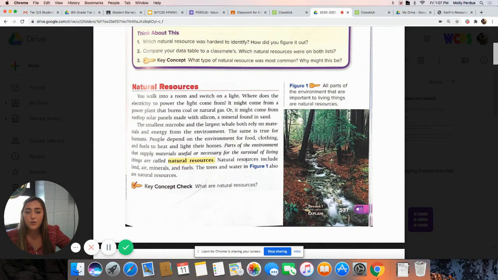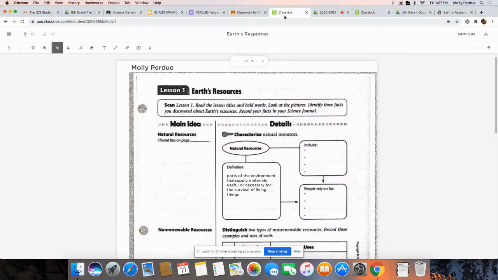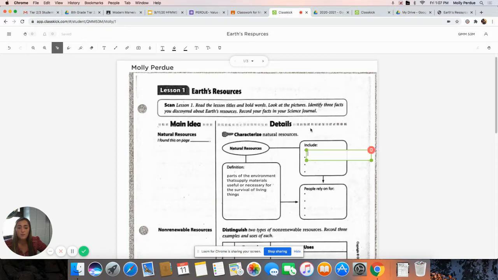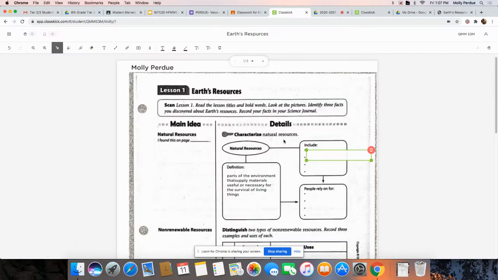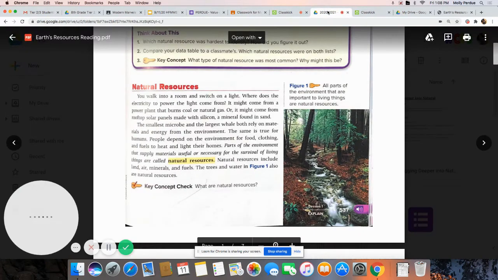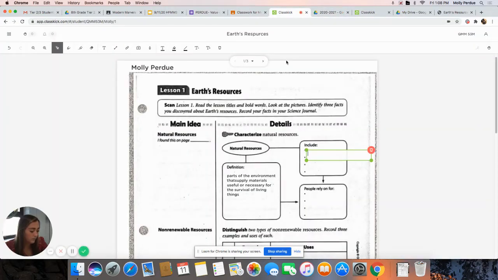Okay, so we're going to keep reading. Natural resources include land, air, minerals, and fuels. So we can come to our class kick and we have 1, 2, 3, 4. So we can go ahead and fill those in. Again, we're going to use our text box. And we're looking at land, air, minerals, and fuel. And I'm just going to fill that in like that. So now I'm going to see what do we rely on them for.